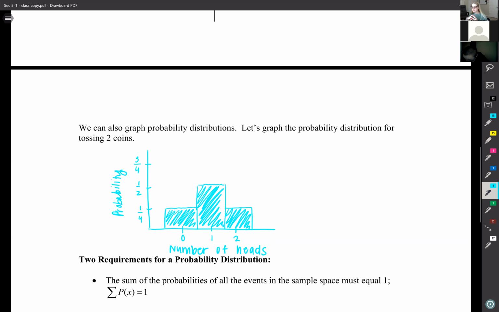Any questions on this graph? Okay, well, I'm going to pause for a second and take attendance, so give me just a minute. Okay, so now we can keep going.